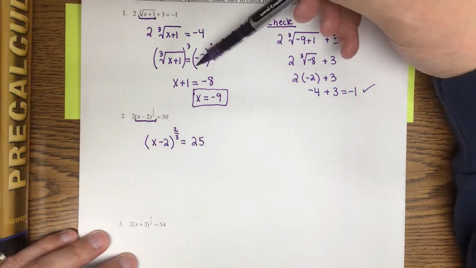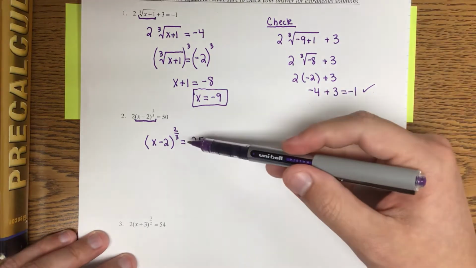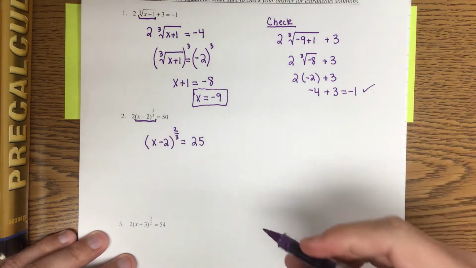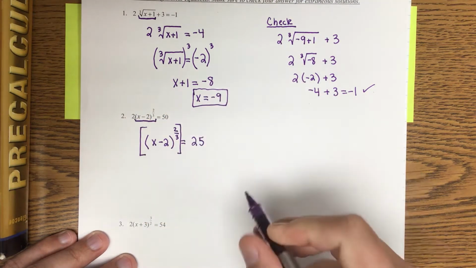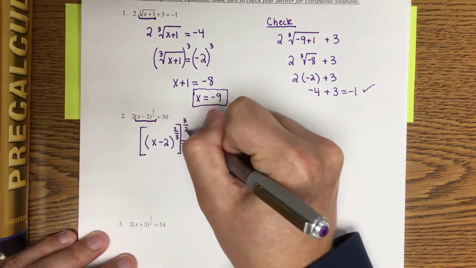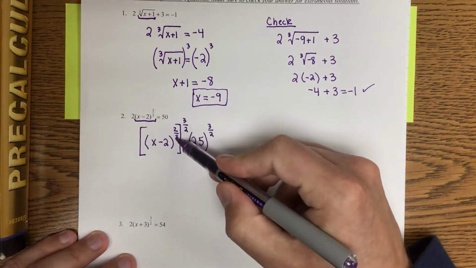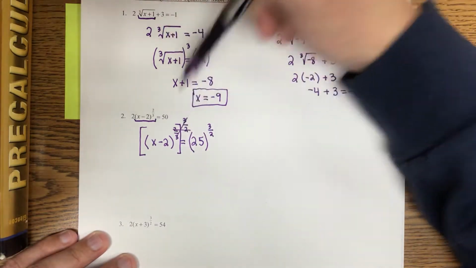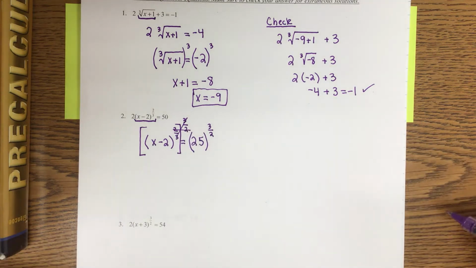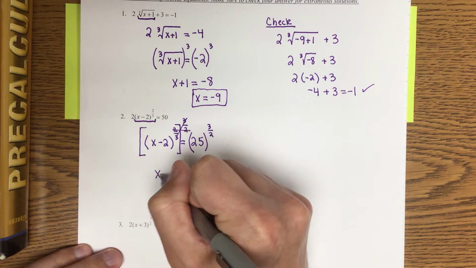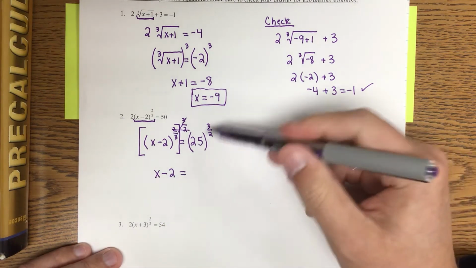Now we learned up here that to undo a cube root, you can cube both sides. But to undo a power, you're going to use the reciprocal. So I'm going to raise both sides of the equation to the 3/2 power. And the reason why I do that is so that way these two powers right here will cancel each other out. So a power times a power, 2/3 times 3/2, those cancel and give you 1. So I'm left with x minus 2 on the left side equals, and then you take 25 raised to the 3/2 power.